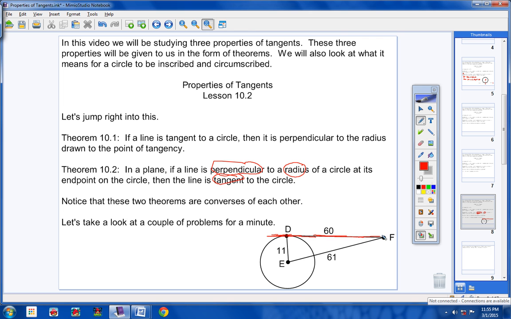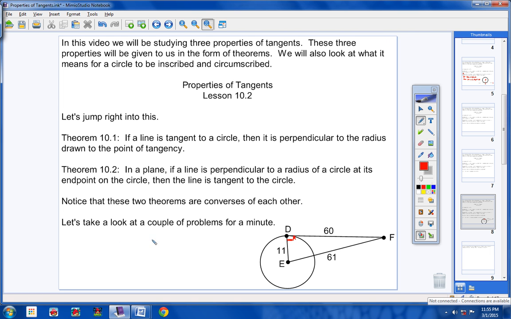So if I'm asking you, is this line right here tangent? The best way to prove or show that it's tangent is to show that I have a right angle right here. If I have a right angle right here, then I know that DF is perpendicular to the radius. Thus, that makes DF a tangent. That's what theorem 10.2 says. If a line is perpendicular to the radius, then the line is tangent to the circle. So, how can I prove that I have a right angle here? Well, I know how to do that.